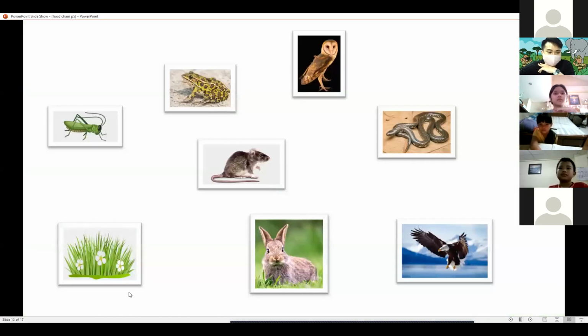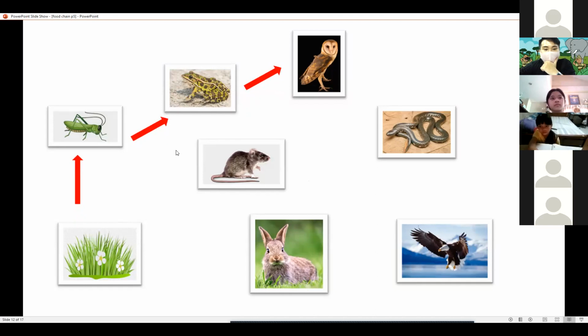Look at this picture. Now help me. So which one here is the primary consumer? The producer. Grass. Yes. The grass. So this one is the producer. So who will eat the grass? Grasshopper and rabbit and rat. Okay, very good. So it has the first one here: the grasshopper, the rat, and the rabbit. But let's look for the first food chain. The first food chain is this one.